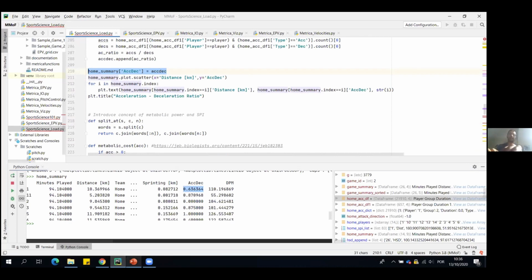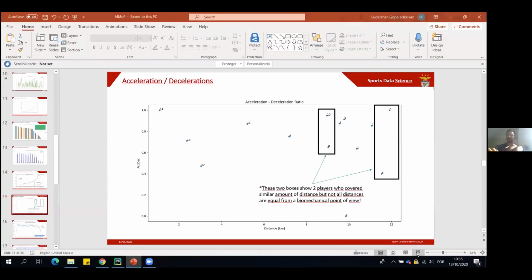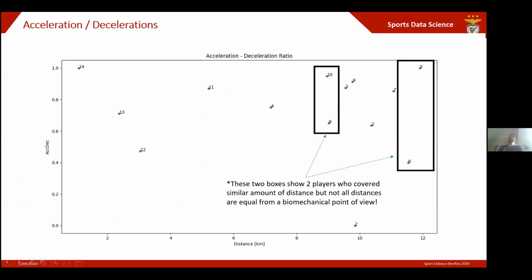And so this then allows us to produce a graph like this and shows us kind of the complementary nature of the physiological external load, which was the distance that the player covered, but then also the biomechanical load that the player took on, showing that, here's a good example, player 10 and player 8 covered more or less similar distances, but their acceleration deceleration profiles were different.